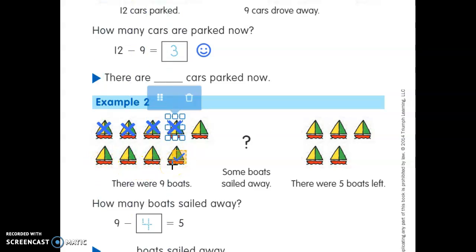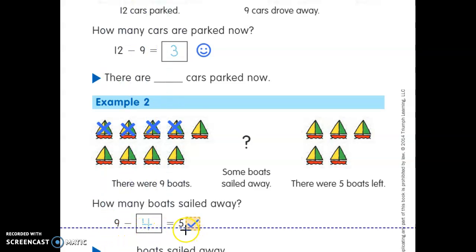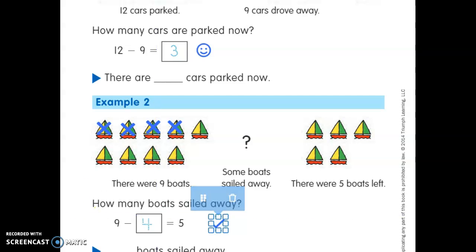So how many sailed away? There were 4 that sailed away, the 4 that we put our X's on. So 9 minus 4 equals 5, and that is correct. So I'm giving it a check mark. Okay. So that is how you will be doing lesson 2.